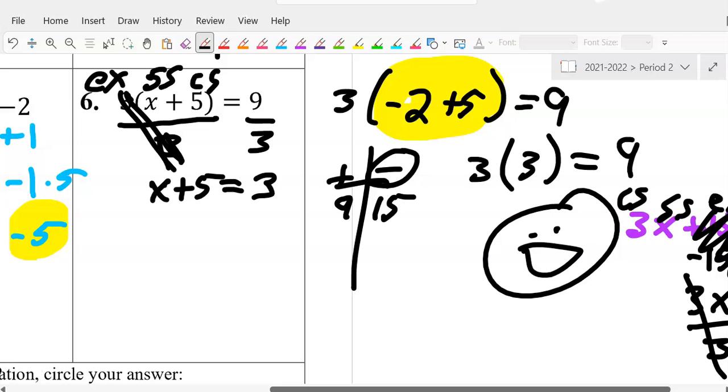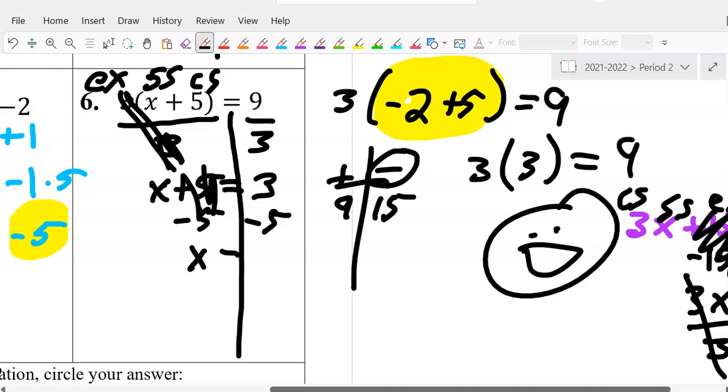Now we have to get rid of that 5, right? So we have to do minus 5, minus 5. And then we have x equals, well, 3 good guys and 5 bad guys, negative 2. So we get the same answer. But it's a little shorter. Very good, very good. All right, I'm impressed.